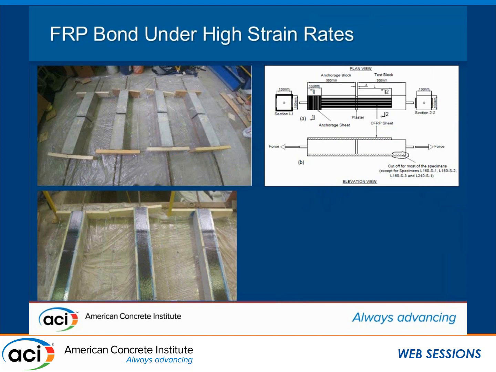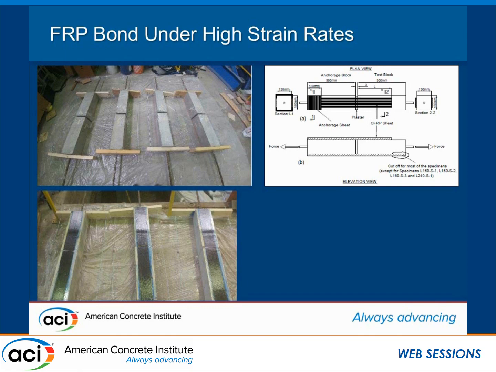So now let me spend 2 minutes. 2 minutes? Maybe 3. On FRP bond under high strain rates. This is a current project we're undertaking. And so one common test is to cast a couple of concrete prisms with a piece of reinforcing steel inside of it, and then join them together with FRP on either side, pull it apart, and study the effects of the bond.